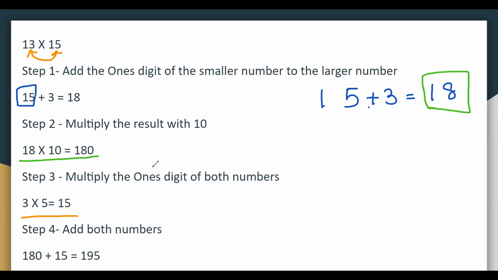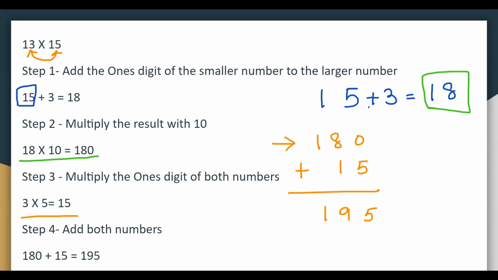So you got two things. One, you got 180 by adding the bigger number with the ones place of the smaller number. And the second, you multiply the ones digit of both the numbers, and you got 15. Our last step is that you have to add them. So when you add 180 plus 15, you get 195, which is your answer.